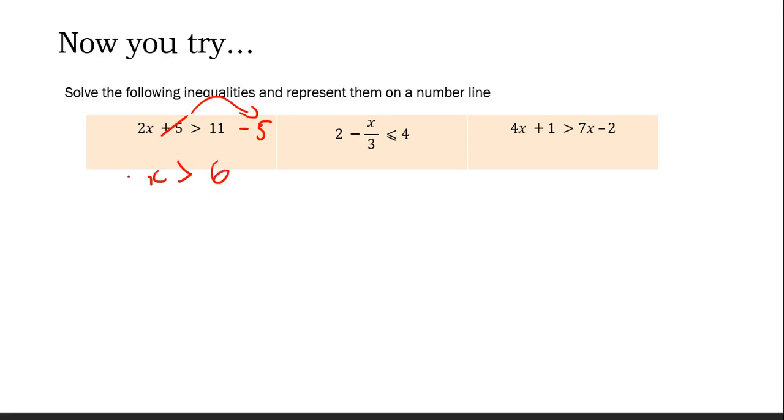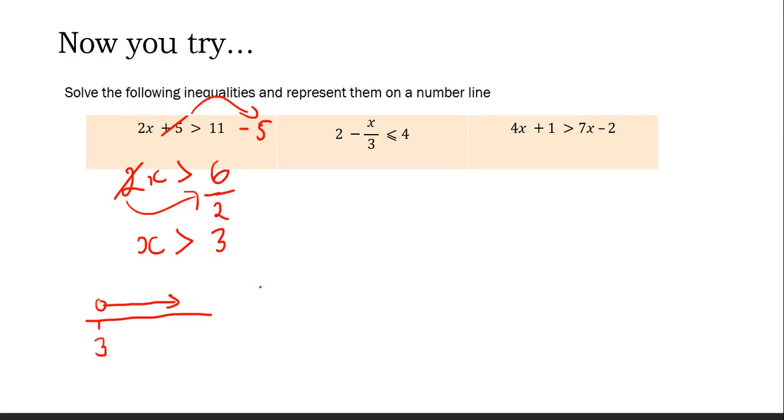Okay, so you've got this 2. Get rid of it. It's a multiply by 2. Here it becomes divided by 2. No negatives involved, so that means that symbol stays the same. 6 divided by 2 is 3. So on my number line, x is greater than 3. Don't need to color it in because it's not equal to.